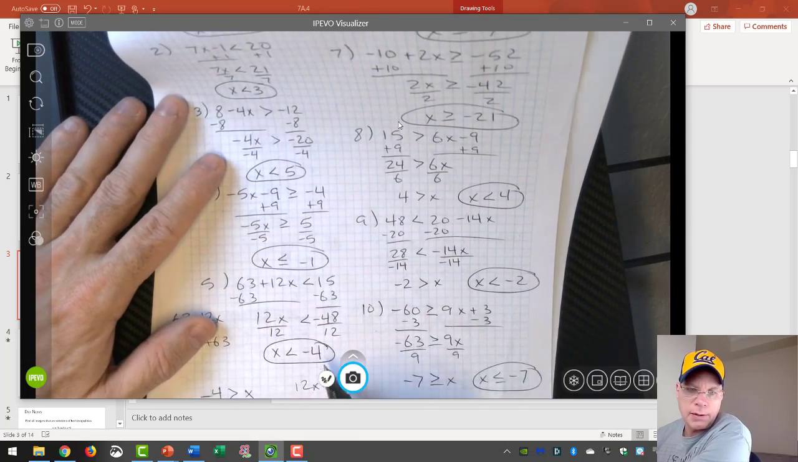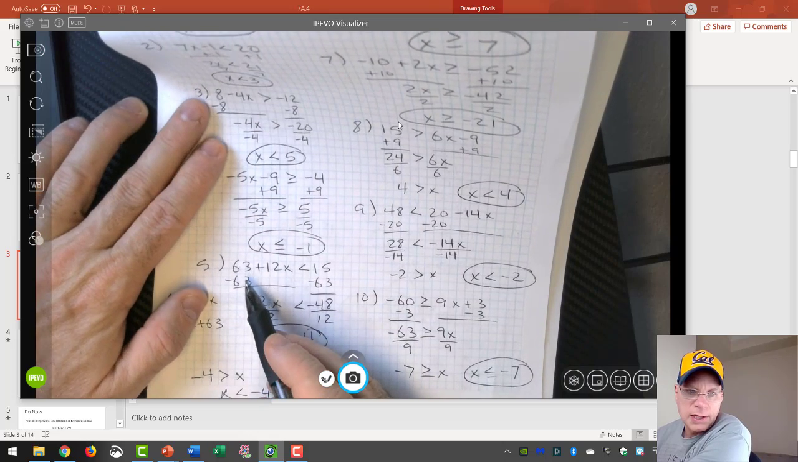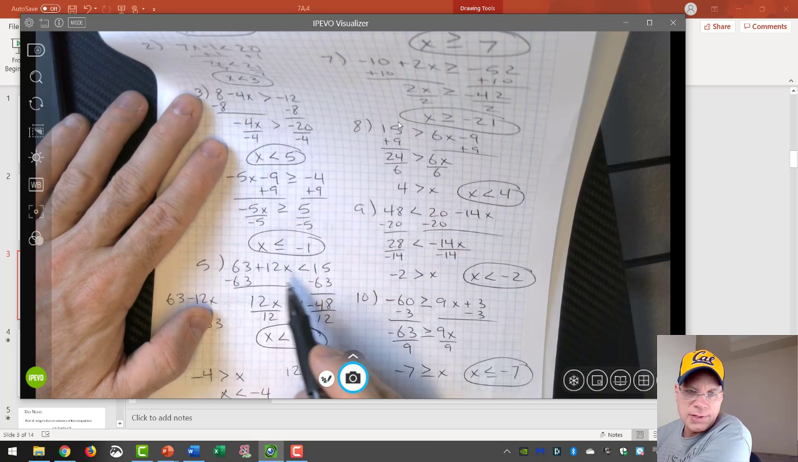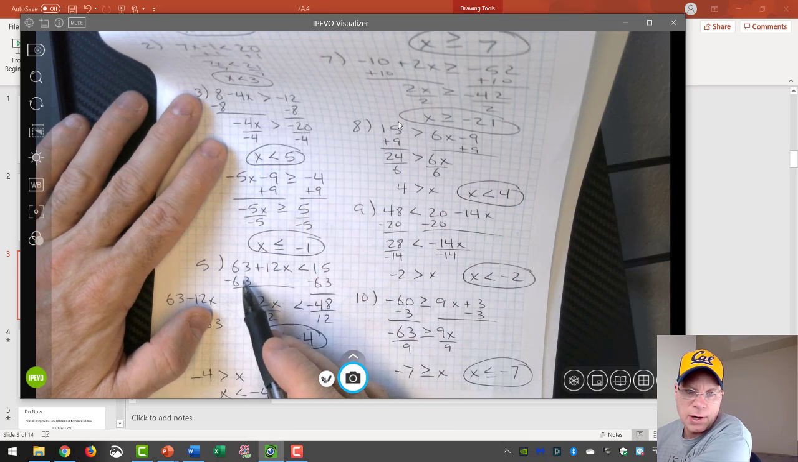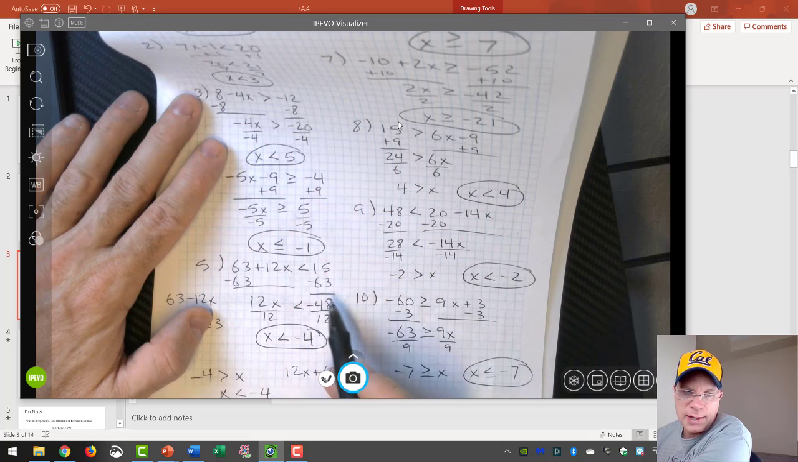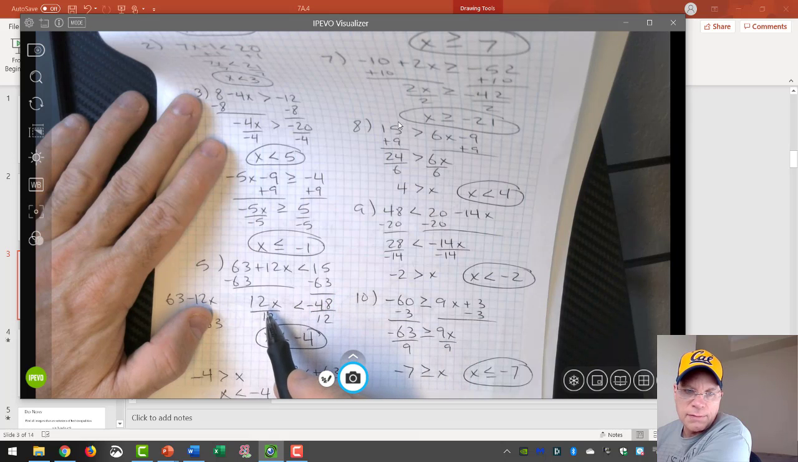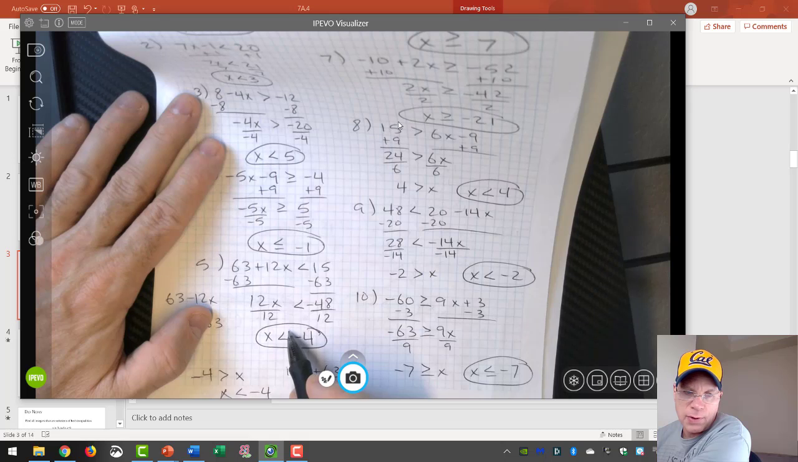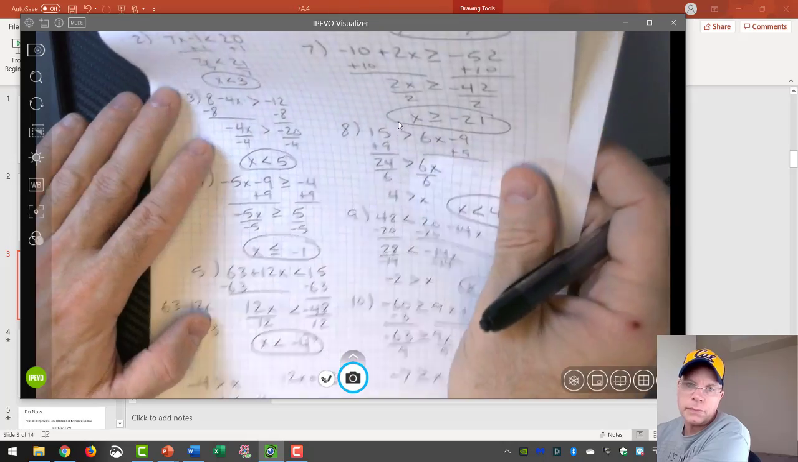There's a lot going on here. I'm not sure why, but number 5 was 63 plus 12x is less than 15. You subtract 63 from both sides to get rid of the constant term, and you're left with 12x on the left side of the inequality, and on the right side, negative 48. When you divide both sides by positive 12, the quotient on the right side of the inequality is negative 4. Even though that's negative and the dividend was negative, our divisor, the number we were dividing by, was positive, so we do not reverse the inequality symbol. x is less than negative 4 for number 5.